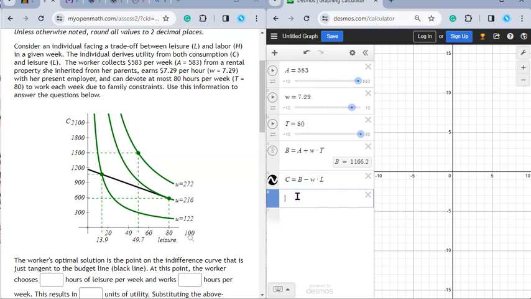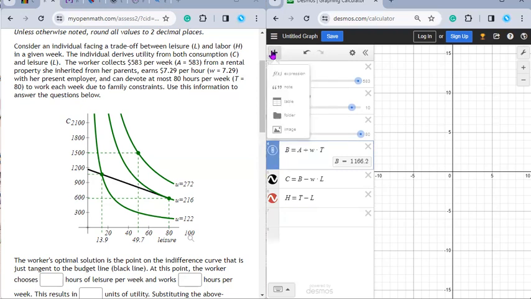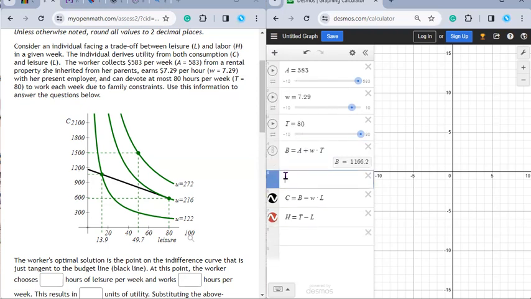All right, and then hours worked is going to be the difference between total time that can be devoted to work or leisure minus leisure. And I probably need to put a box in here for leisure. Okay. And then utilities are given here on the indifference curves.